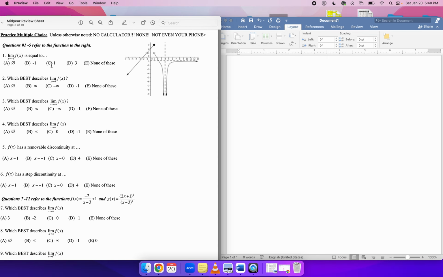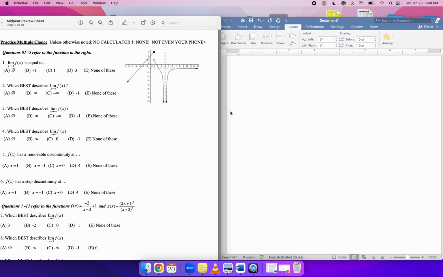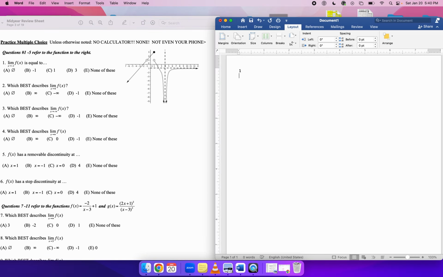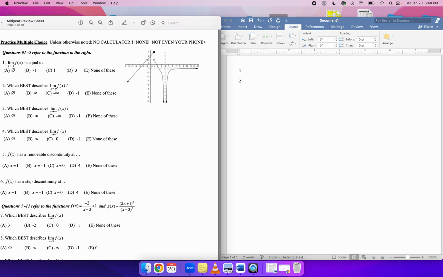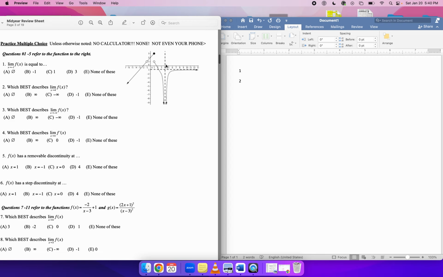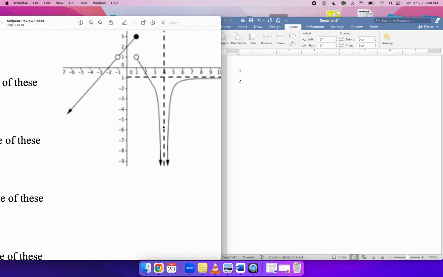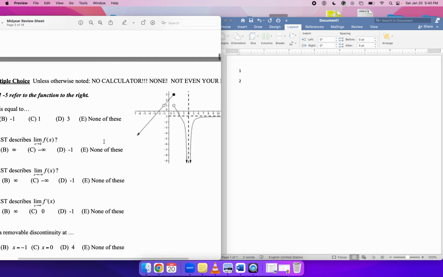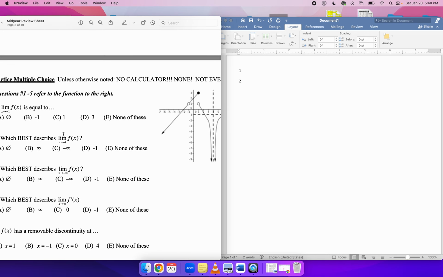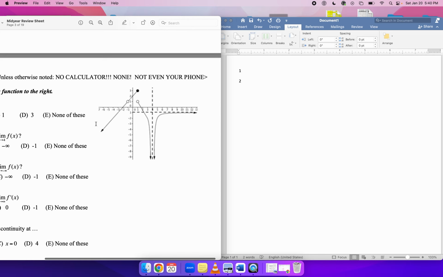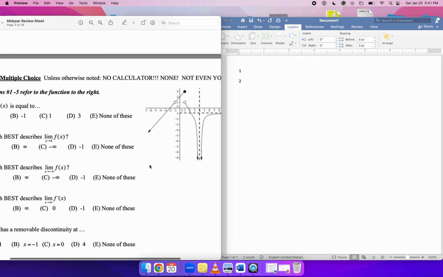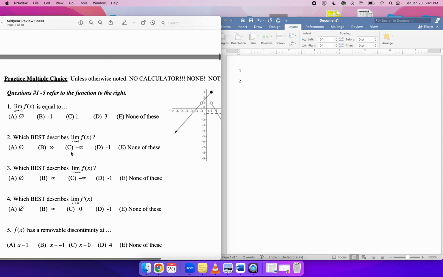Number 2. Which best describes limit as x approaches 4? We can see that in the graph, as x approaches 4 from either side, the function is going to -infinity. Again, I would point out that this is a two-sided limit, which means we're obligated to think about what's happening from both sides. But on both sides, from the left and the right, the value is approaching -infinity. So I would say that the answer is C, -infinity.